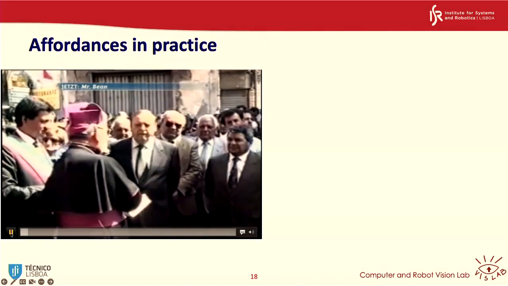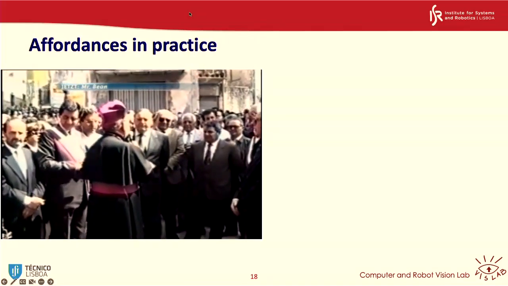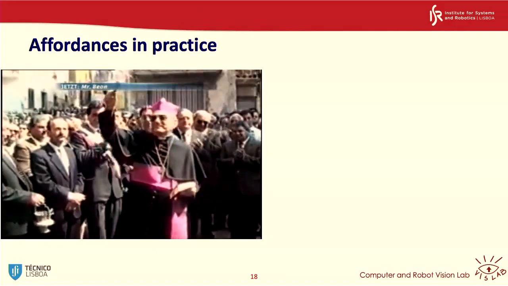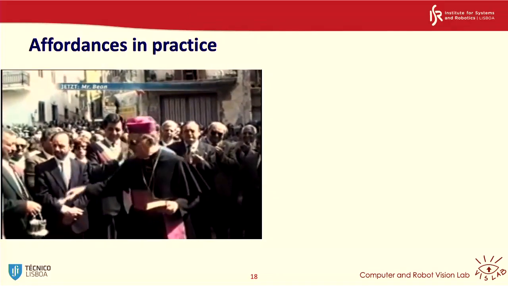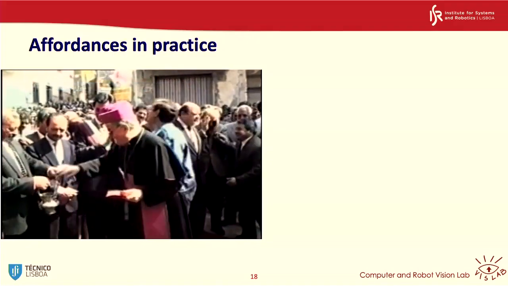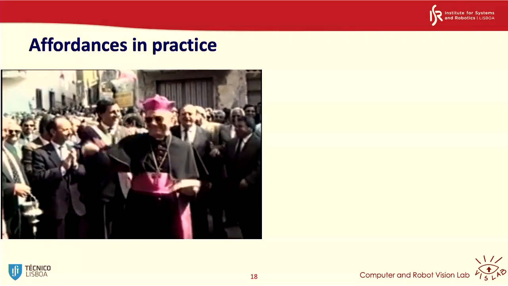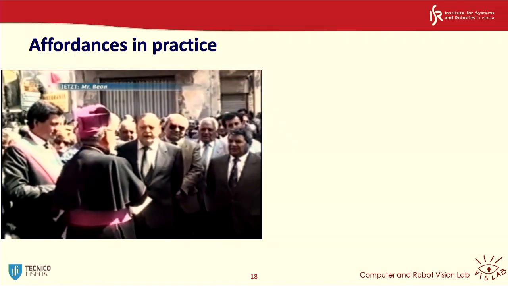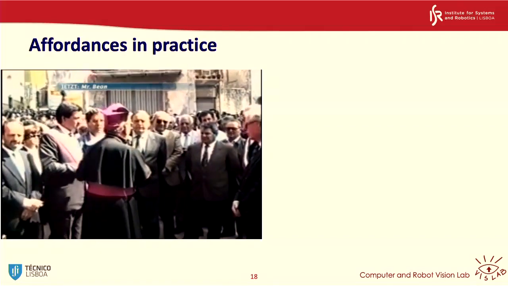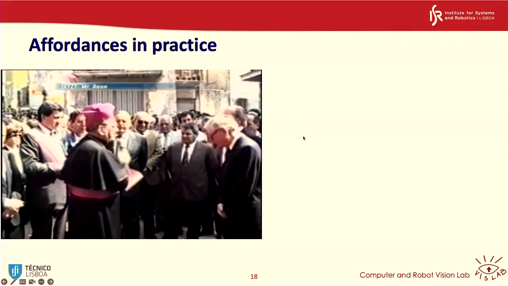Let me see. Well, I'll just show two more. Here there's a clergyman with the microphone. And then suddenly, the object elicits a behavior that triggered another action that was not totally appropriate for that specific context. So these are affordances in practice. Our brain gets excited, and suddenly those other actions come forward. And there was another one.